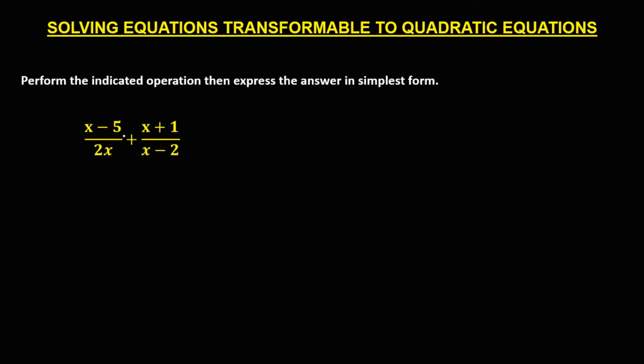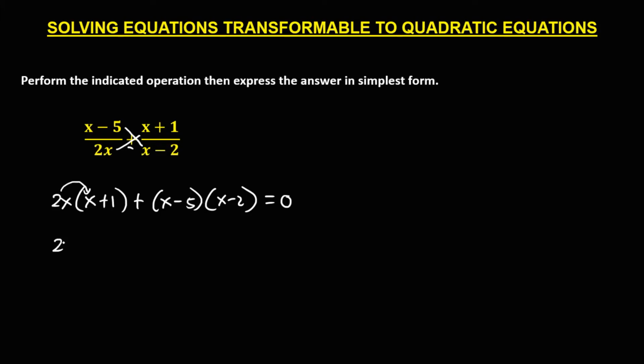Then for this given, using cross multiplication, multiply 2x times x plus 1, then plus x minus 5 times x minus 2, then equals 0. Then simplify. 2x times x is 2x squared, 2x times 1 is positive 2x. Then plus x times x, that's x squared, x times negative 2 is negative 2x, negative 5 times x is negative 5x, and negative 5 times negative 2: negative times negative is positive, so positive 5 times 2 is 10.